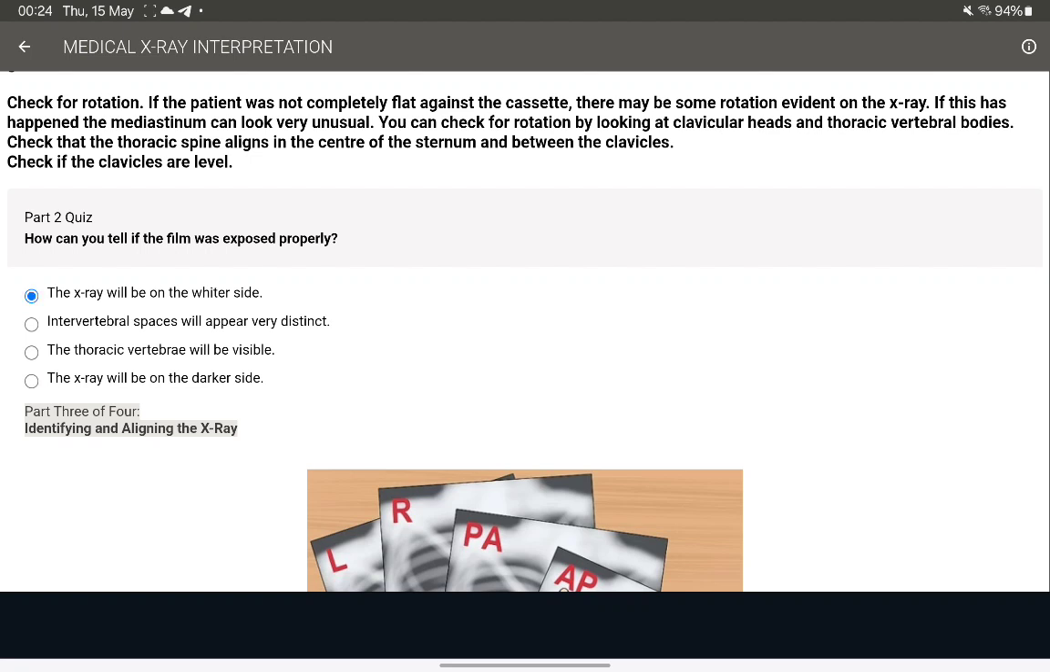The second quiz: how can you tell if the film was exposed properly? The options: the X-ray will be on the whiter side; intervertebral spaces will appear very distinct; thoracic vertebra will be visible; the X-ray will be on the darker side. So I let you answer this quiz.